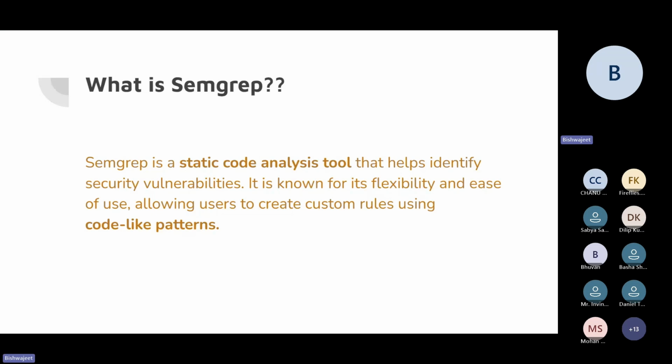So, coming back to what is Semgrep. Semgrep is a static code analysis tool that helps identify security vulnerabilities. It is known for its flexibility and ease of use, allowing users to create custom rules using code-like patterns. There are a lot of code review tools you can use for static analysis, which help you identify security vulnerabilities present in the code.